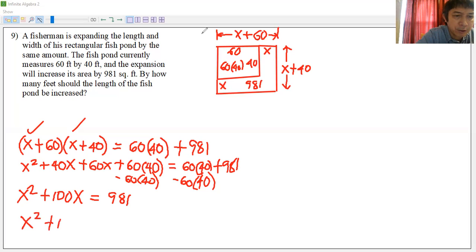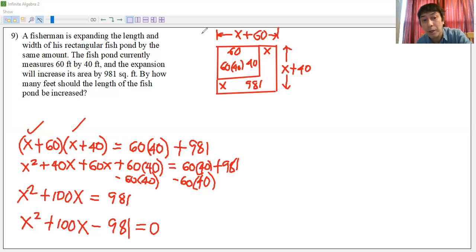And so when we subtract 981 from both sides, the next line will be x squared plus 100x minus 981 equals 0 there. That happens when you subtract 981 from both sides, okay? Making the right side 0. All right, so we can solve the equation, all right? We can solve this by completing the square or by factoring, okay?